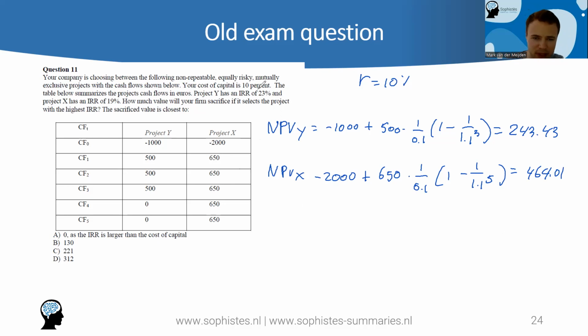However, if you would go for the project with the highest IRR, you would choose for Y, which would be the wrong choice. It's not about the IRR. You should look at the NPV. But if you would do it, then you would make a loss of how much? If you take the difference of those.